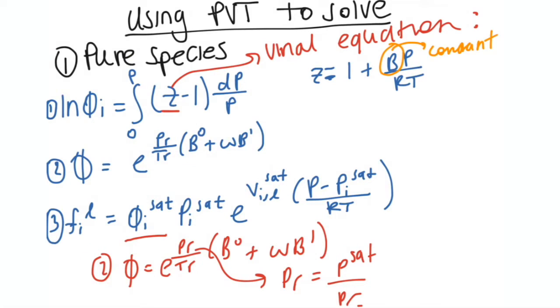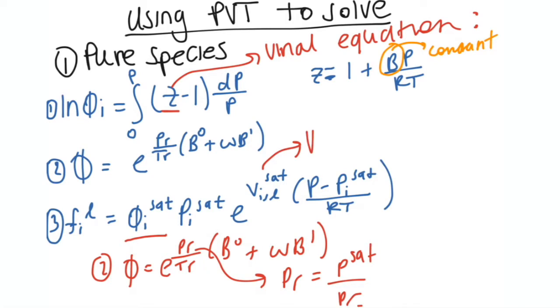So, yeah, you're going to need that. And then PSAT, Antoine's equation. And then here you notice you have e to the VL sat. So where the heck do I get this from? Well, this is going to come from something called the Rackett equation. So the Rackett equation is as follows.